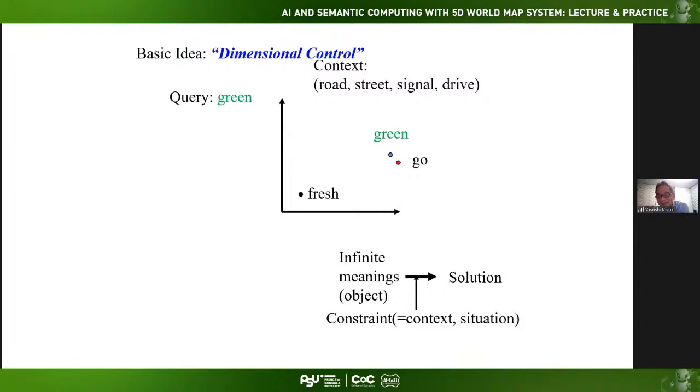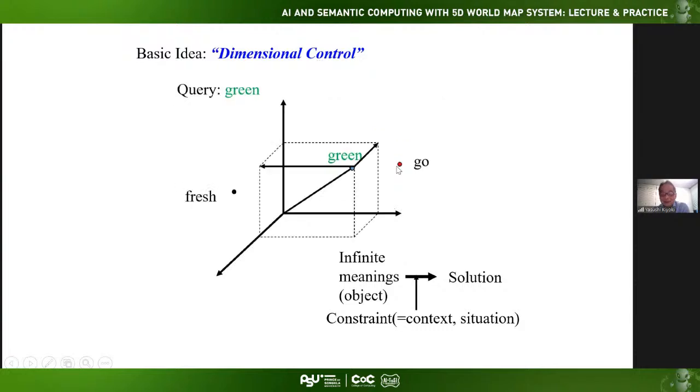Natapong sensei, this is our idea. And so in the traffic context, fresh is not related to this context. This is coming to the origin, no relation. That's why green is close to go. So in a human brain, when you listen to the keyword green in the traffic, you understand green means go. Okay, but if you are in the forest, in nature, and you listen to the keyword green.